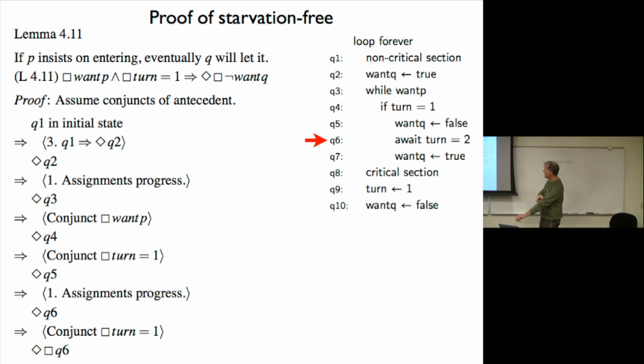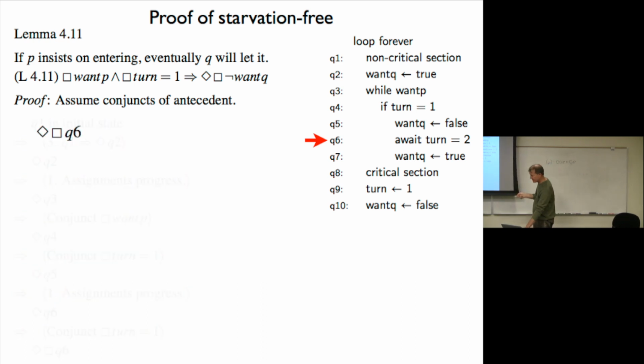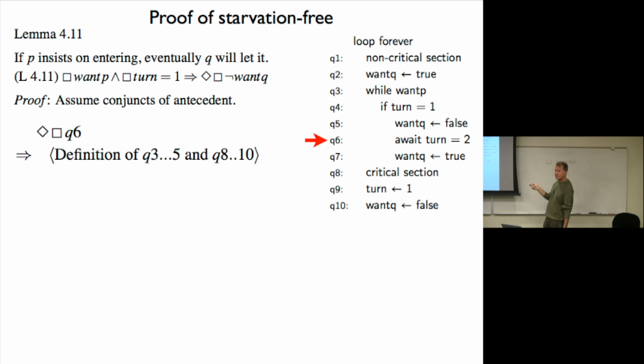Okay. So now we have eventually always Q6. And so there we are at Q6. And now let's use our definition. Do you remember what the definition of Q3.5 and Q8.10 is? Or Q5. That's exactly right. It's Q3 or Q4 or Q5. Now where are we? At Q6.